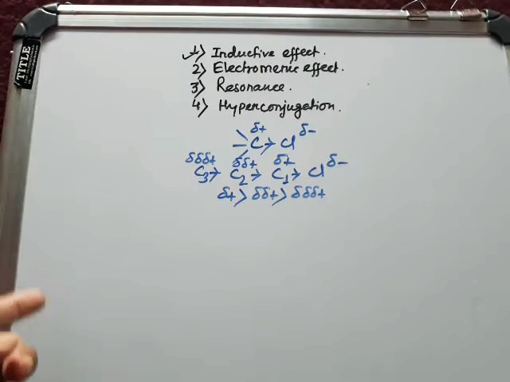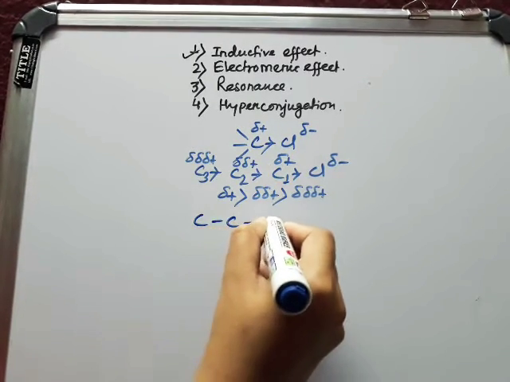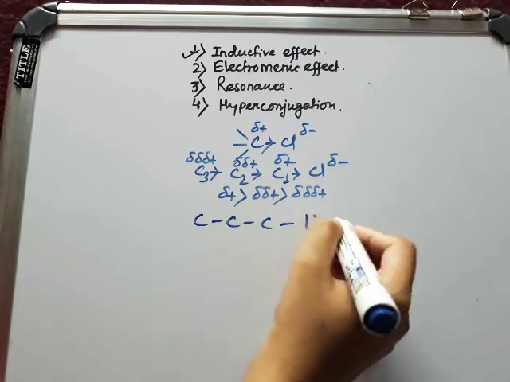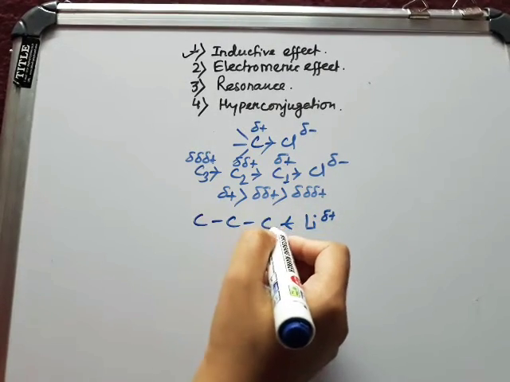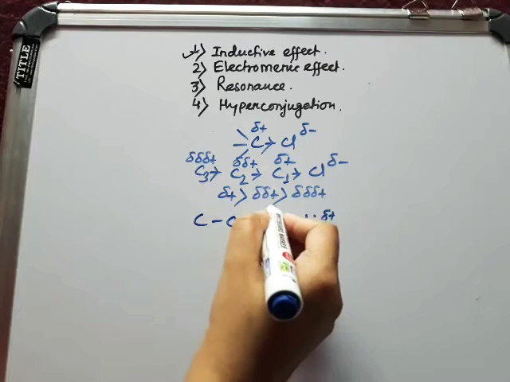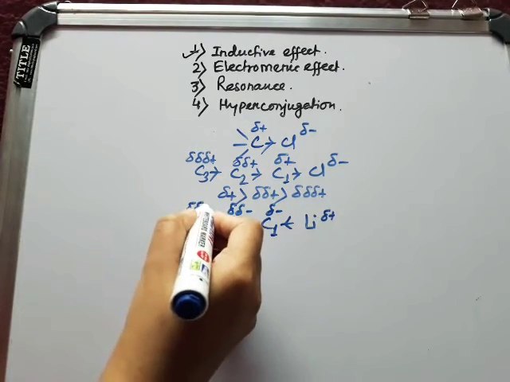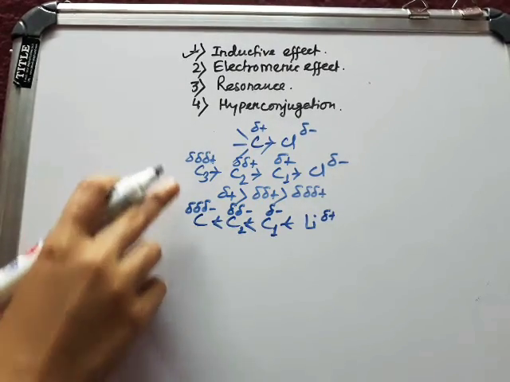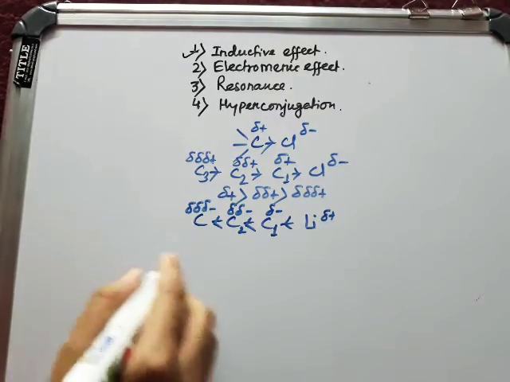But when an electron releasing atom or group is attached, then what happens? Suppose we are taking lithium. So lithium is a metal, this is a non-metal. It is the inherent tendency of a metal to become positive, so it will push electrons towards the carbon atom, and this one will be delta negative, and the same effect will be seen but in a different way. So two opposite effects we have seen over here. So we can say two types of inductive effects are there.